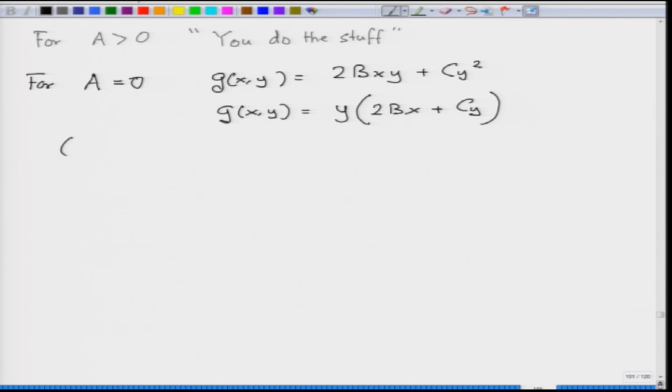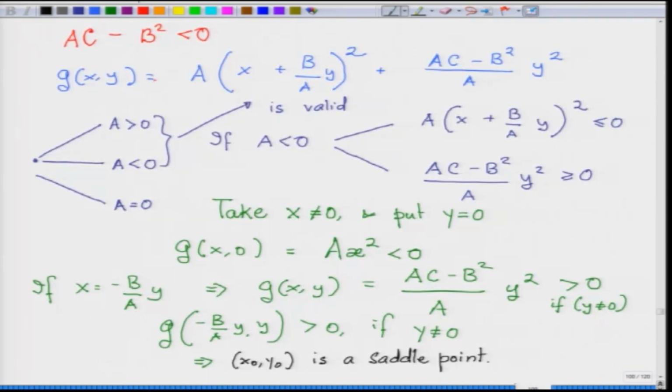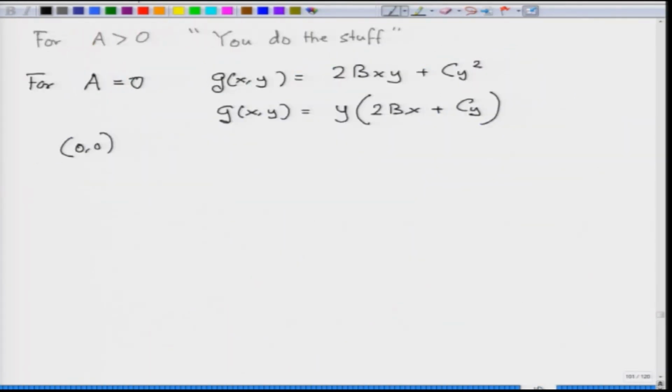So, again we conclude that 0 0 is a saddle point. So, here also we conclude that if a is equal to 0 and AC minus B square is strictly less than 0, 0 0 is a saddle point. So, in all the cases, whatever be the value of a, 0, positive, negative, 0 0 is always a saddle point in this case. So, let us summarize.